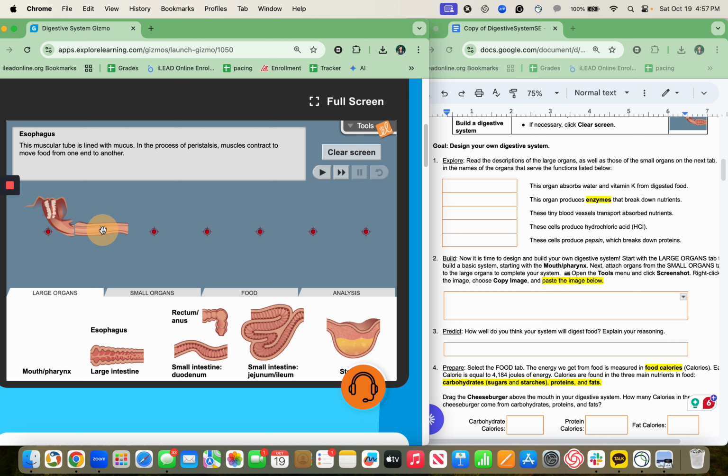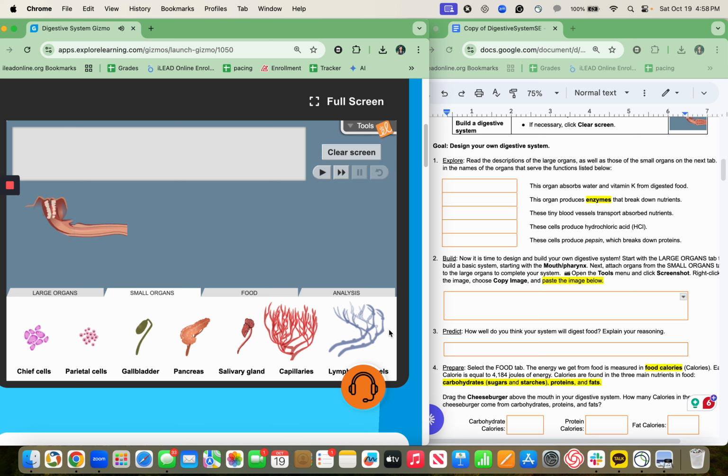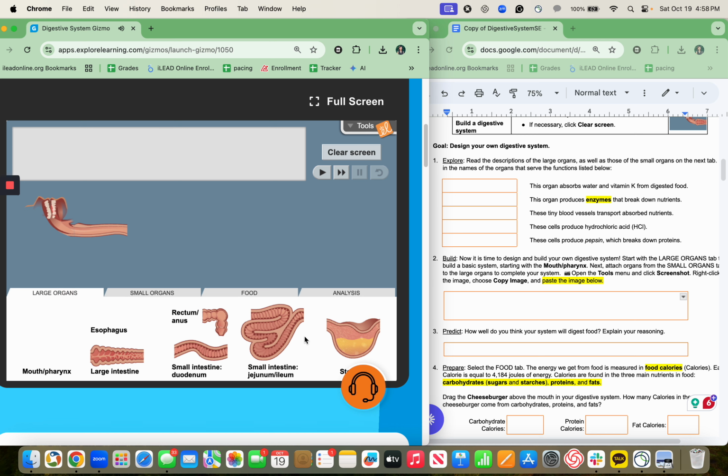Let's pretend you already know this. So the esophagus is going to carry food down to something else. It's okay if you're not completely sure. And then you're going to add, it looks like you have to add the small organs as well. I don't know how capillaries are supposed to get in there. Well, they are going to be touching one of the large organs, which is part of absorption. But so you're going to build that.